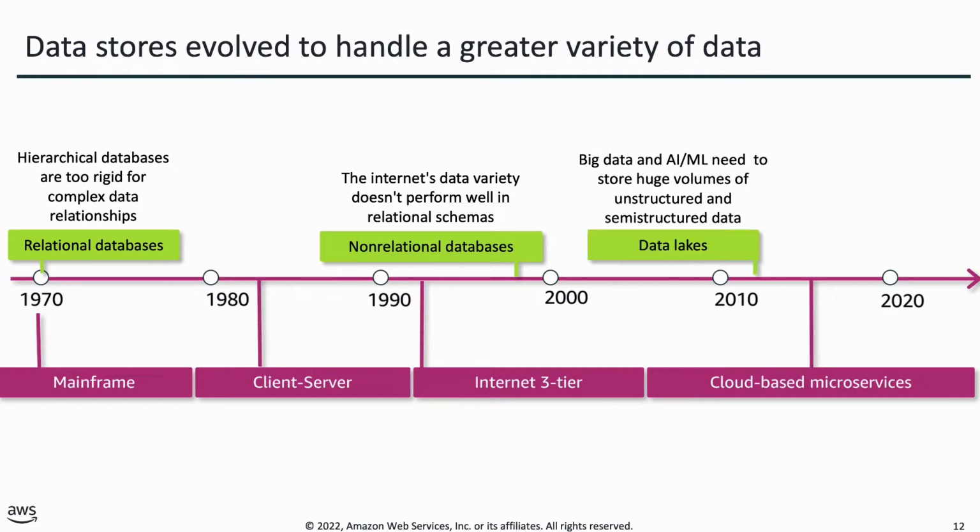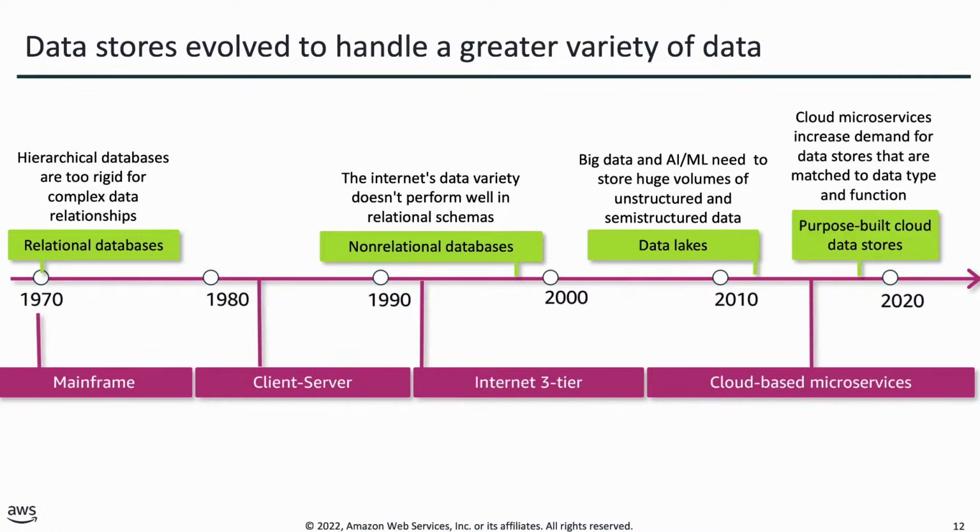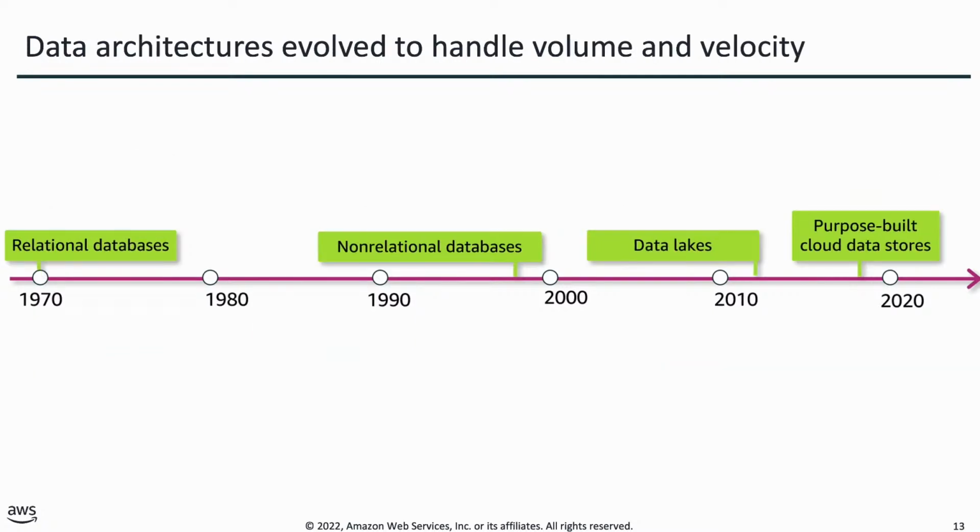And then in the big data era, let's say 2010 or so, that's when you started to get these data lakes. So you can distribute the CPU and disk I/O and storage. And then now 2020 and above, we're starting to see purpose-built cloud systems. And this includes things like microservices.